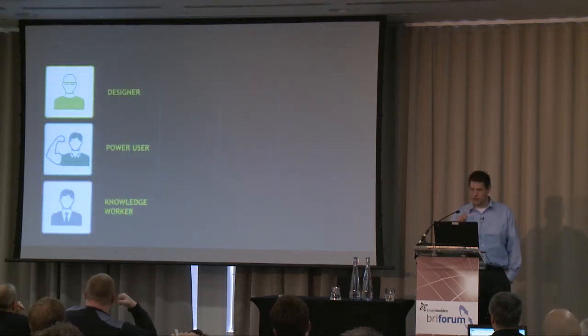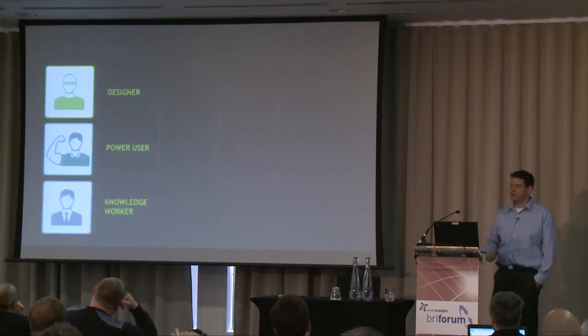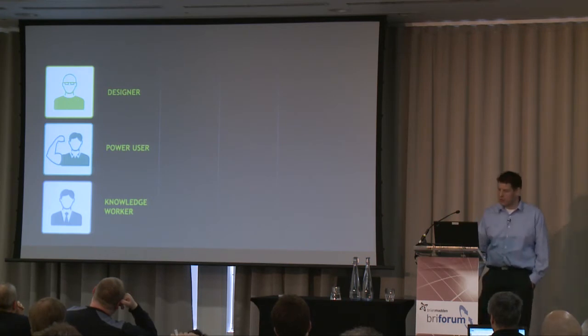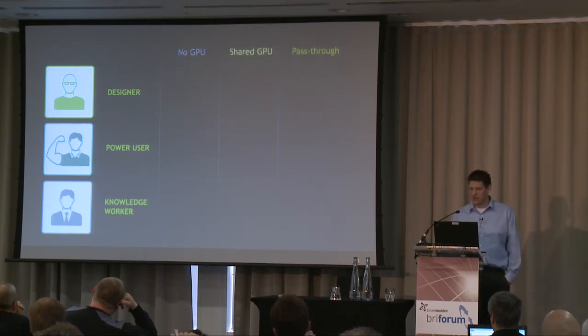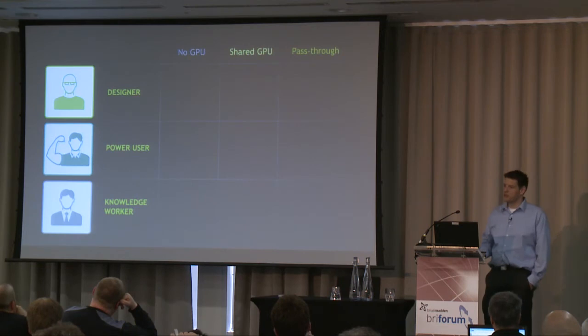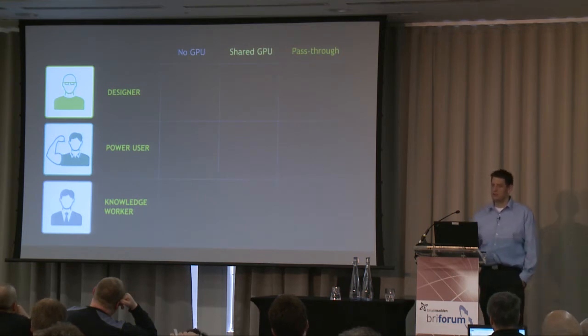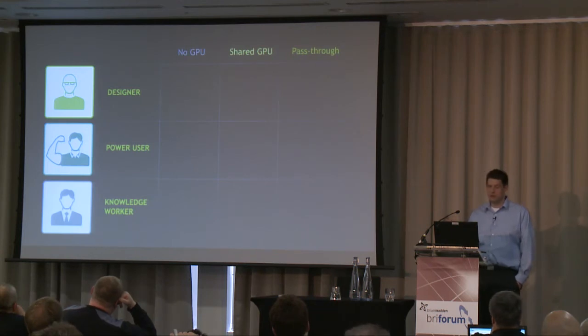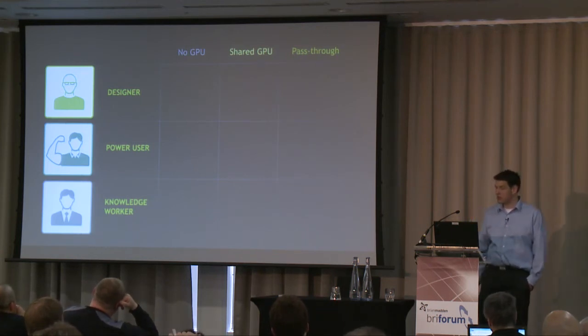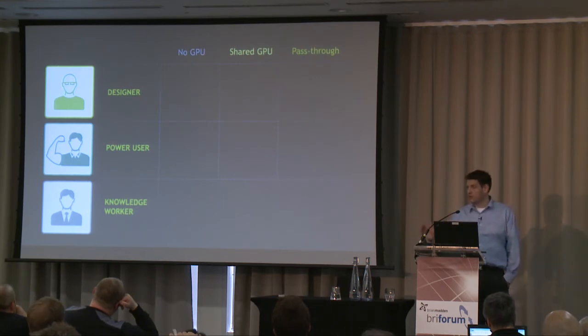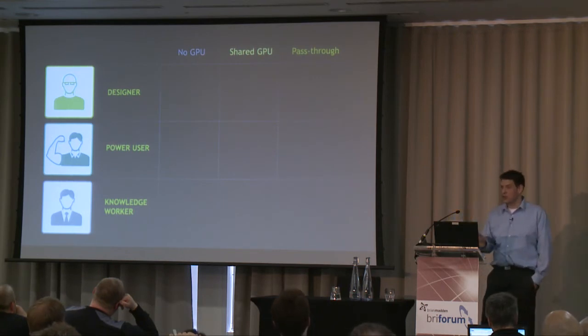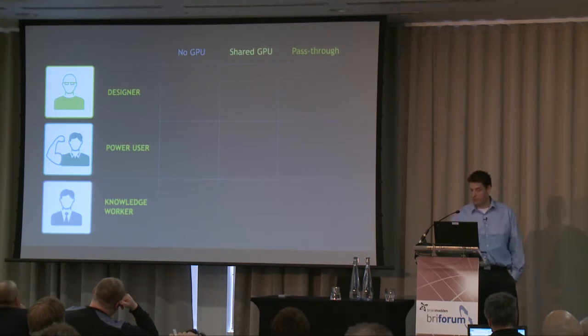So what I want to do now is take these 3 different user types and make a quick matrix. How does the experience look with no GPU, with a shared GPU, and with pass-through? For each user type, I will pick different applications and show you side-by-side videos, and you can judge for yourself whether it's worth it to have a GPU.